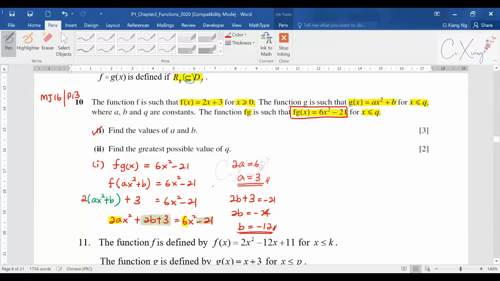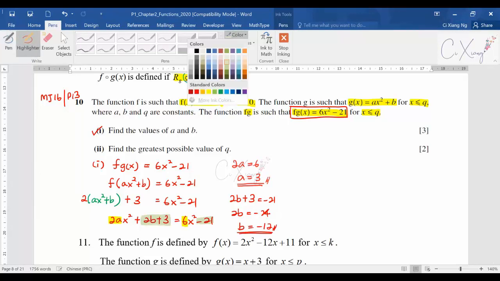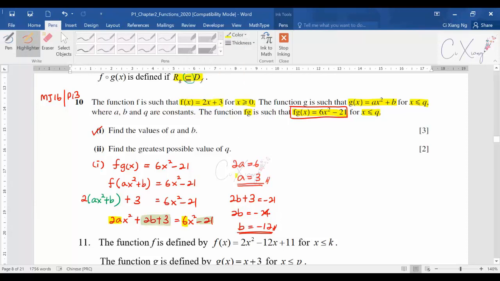So by comparing left and right hand side, you will be able to get the values for a and also the values for b. Okay, so this part is not hard, nothing special. You can do it on your own also. Then after that, for part number 2, they have to find the greatest possible value of Q.